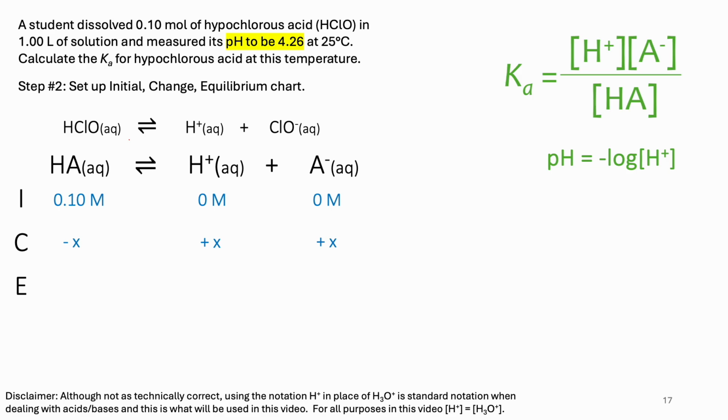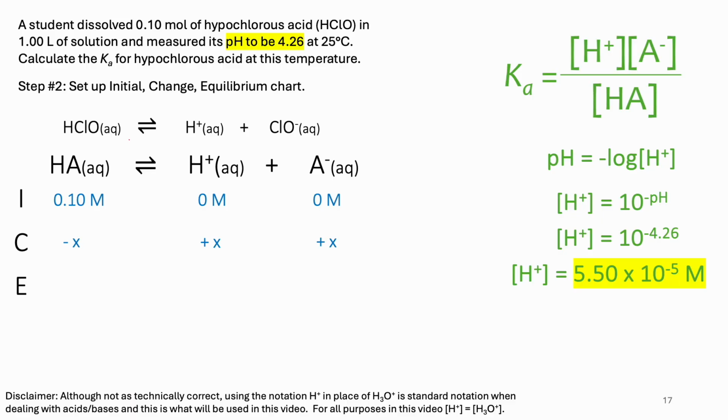Now we know that if you know the pH of a solution, you can calculate the concentration of hydrogen ions in solution. And so knowing that the pH is equal to the opposite of the log of the hydrogen ion concentration, you can rearrange this equation to solve for your hydrogen ion concentration, which is going to be equal to 10 raised to the power of the negative pH. And so if we take 10 raised to the negative 4.26 power, what we'll find is that our hydrogen ion concentration is 5.5 times 10 to the negative fifth molar. This is going to be the hydrogen ion concentration at equilibrium.